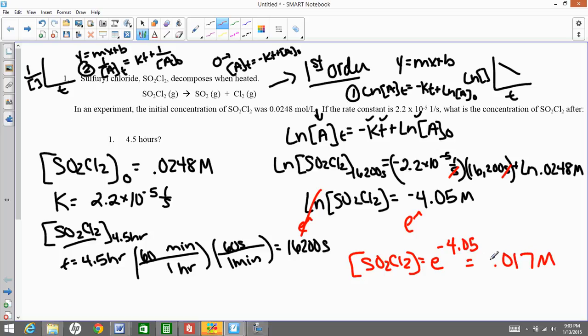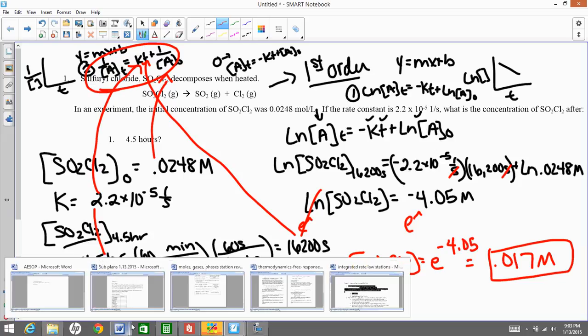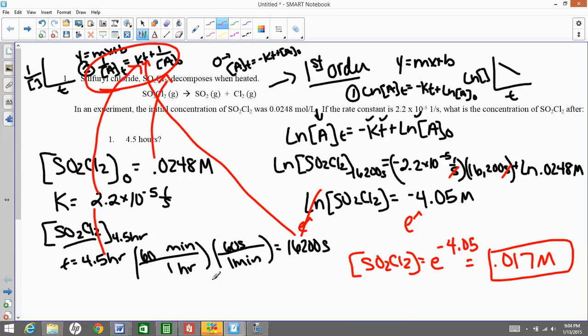0.017 big M. Now, had this been a second order reaction, again, I would have started off with a different y equals mx plus b equation. However, I would have plugged everything into the equation, with my seconds, just like we did with the first order reaction. I would obviously get a different answer, however, because that reactant is going to be consumed at a different rate. I hope that helps as you are trying to answer the Station 1 and Station 2 questions.